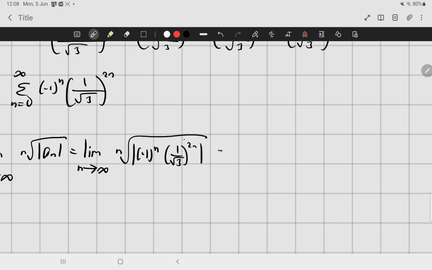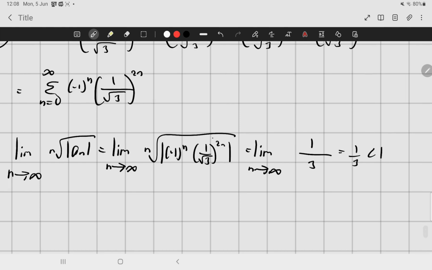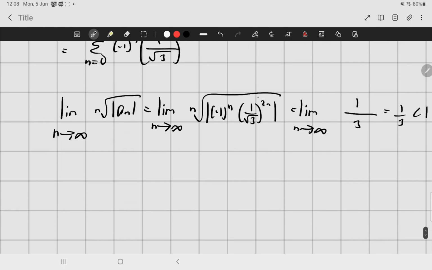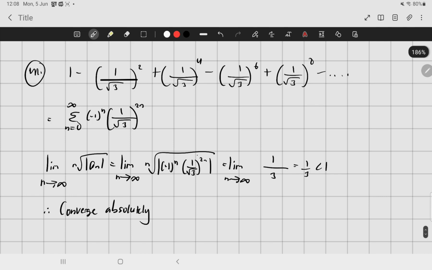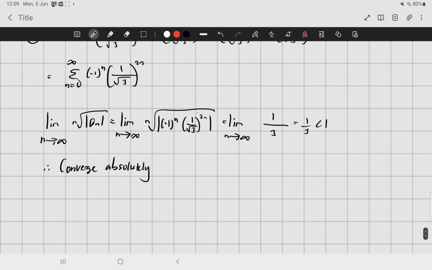All right. So here will be 1 over 3, which is less than 1. So this implies it converges. Therefore, it converges absolutely, because we have the absolute value in it. Hopefully I'm correct with that. Converges absolutely. Very nice.